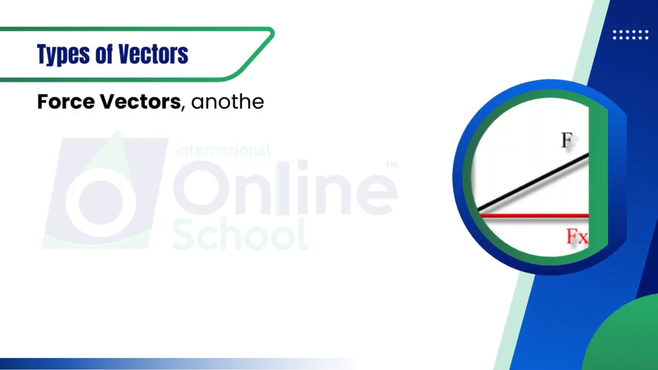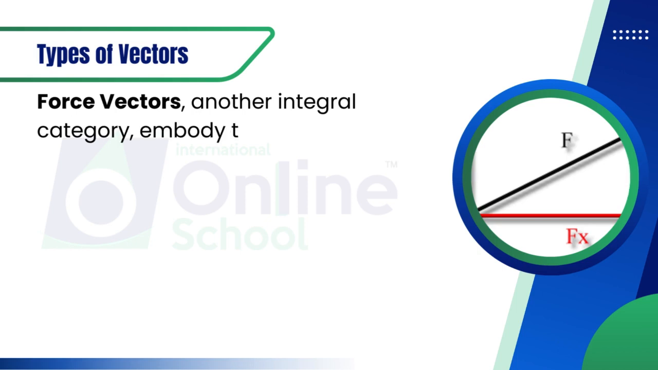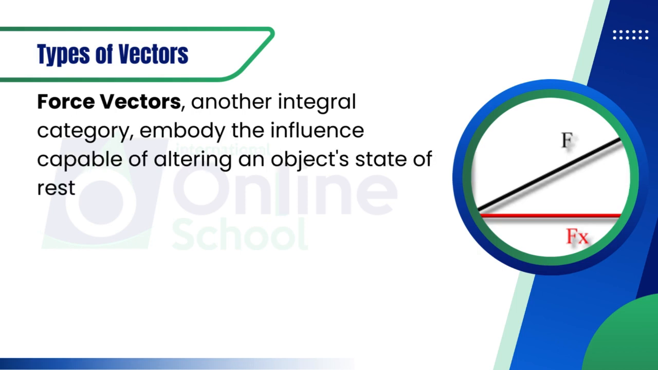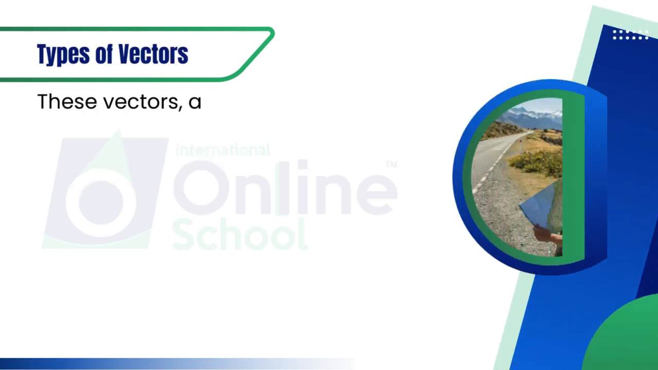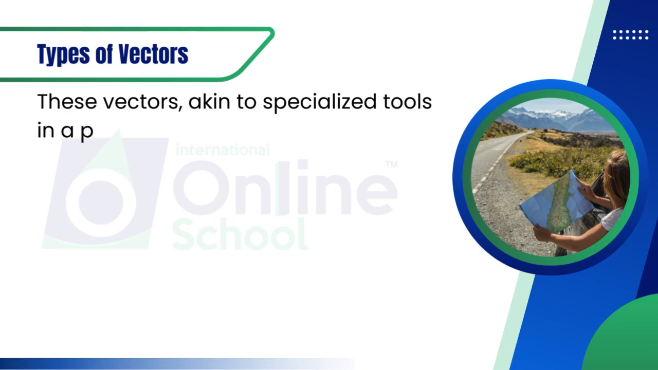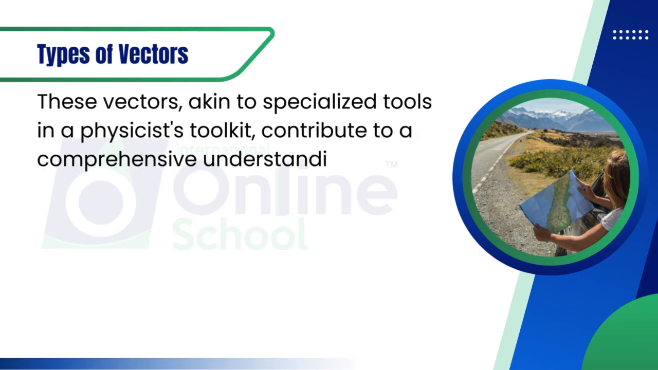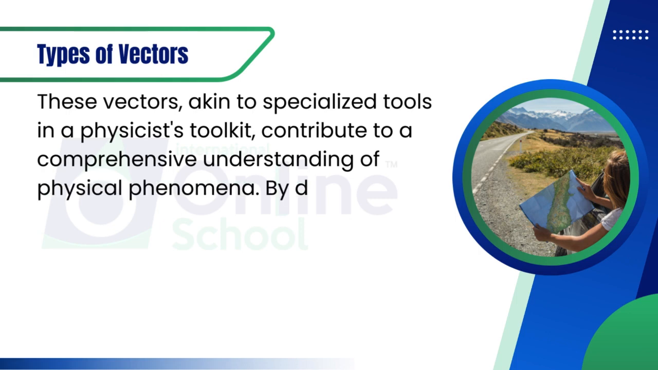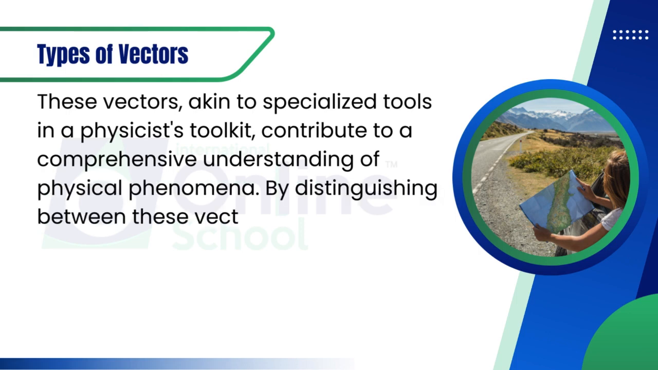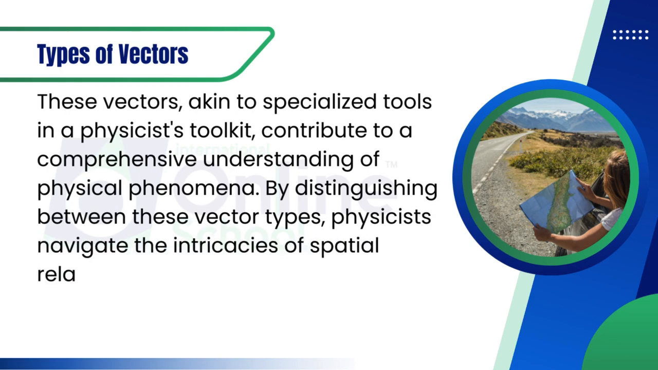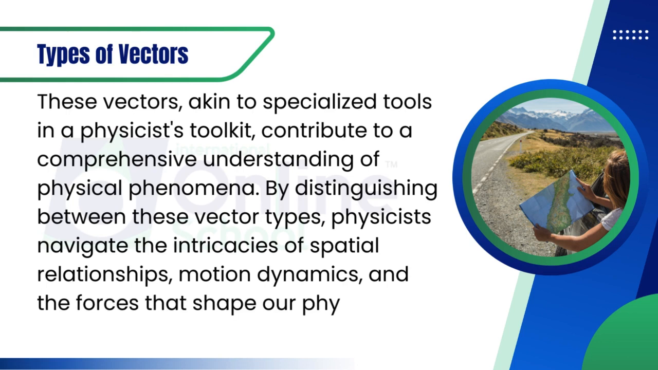Force vectors, another integral category, embody the influence capable of altering an object's state of rest or motion. These vectors, akin to specialized tools in a physicist's toolkit, contribute to a comprehensive understanding of physical phenomena. By distinguishing between these vector types, physicists navigate the intricacies of spatial relationships, motion dynamics, and the forces that shape our physical world.